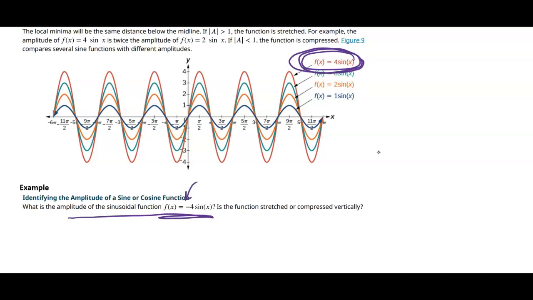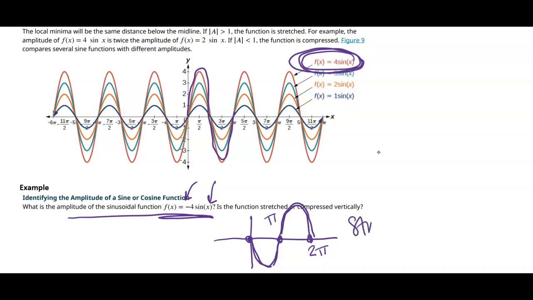Well, that negative in the front says to flip your y values. So instead of going up and back down, I would go down. I would start still at 0, 0. I would go down and then back up and then hit here. I have nothing inside, so this is going to have a period of 2 pi, pi in the middle. But instead of going up first, I'm just going to reflect those y values over the x-axis. And so this is a stretch vertically.